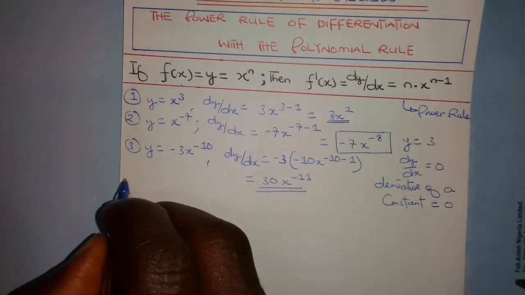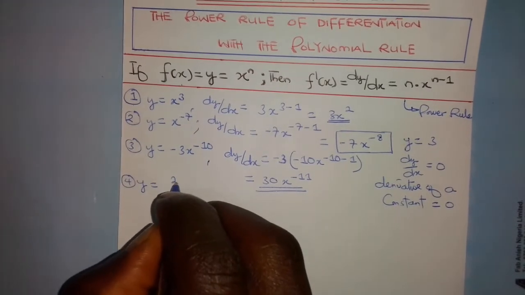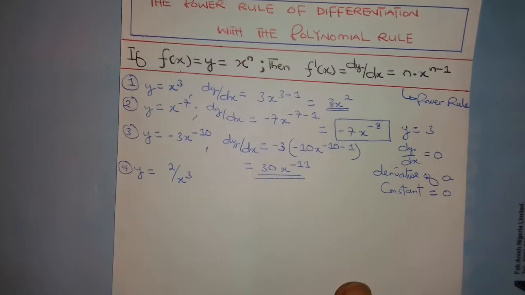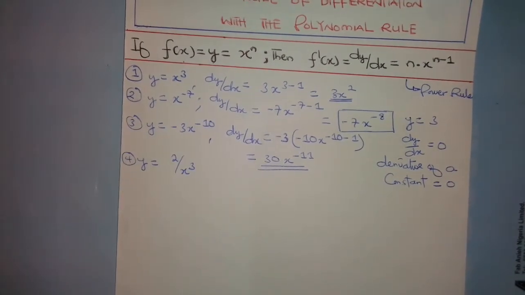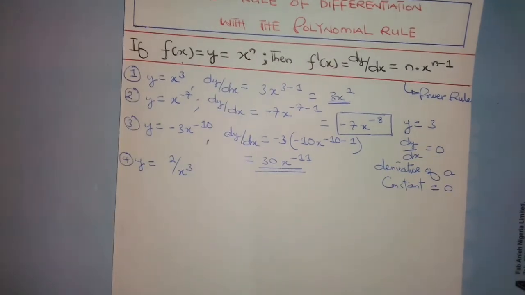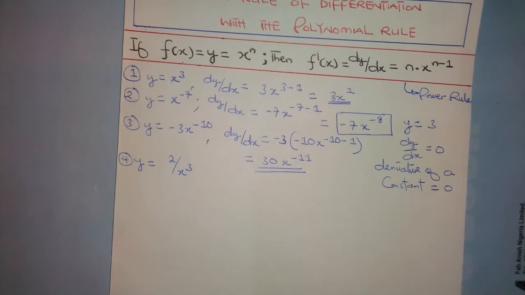And if you had something like y is equal to 2 over x raised to the power of 3, so here you have something like 2 over x raised to the power of 3, how would you solve that? The first thing you need to do here is the knowledge of your indices.